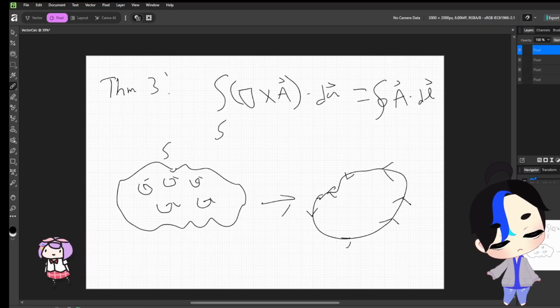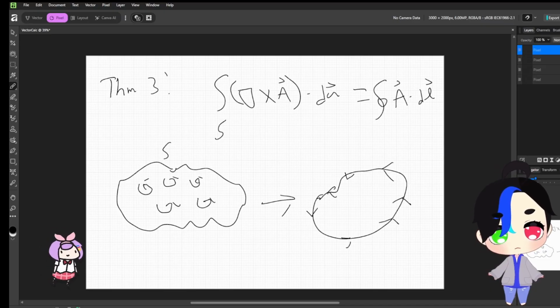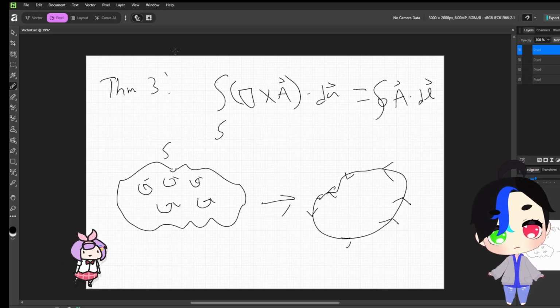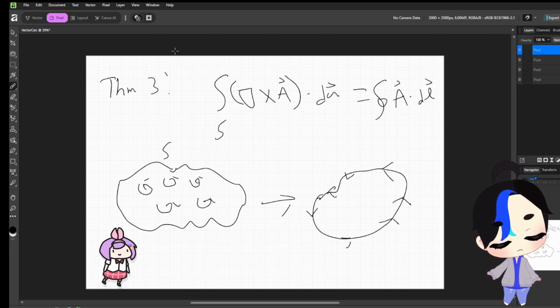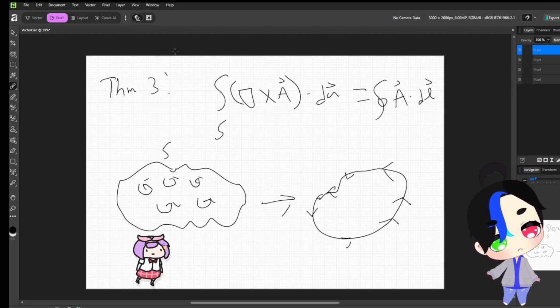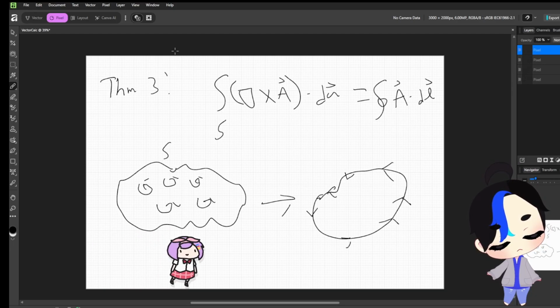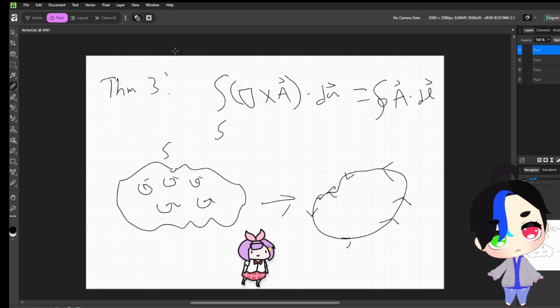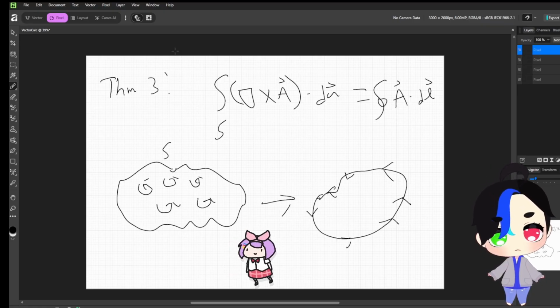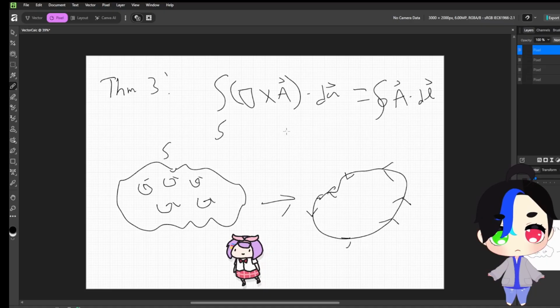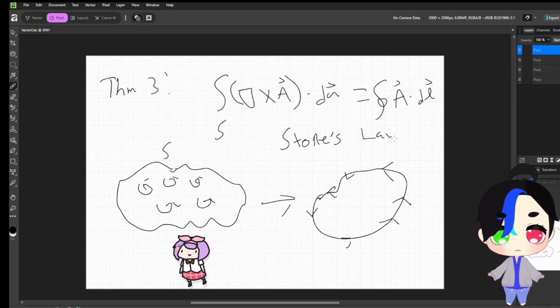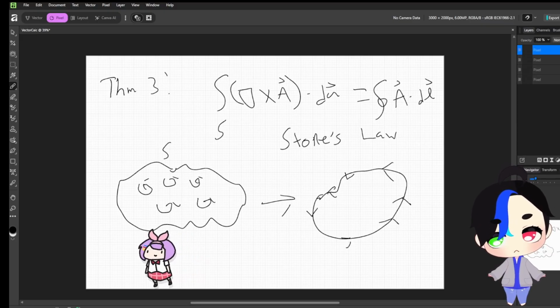That one's a bit kind of abstract. But it allows you to reduce a surface integral to a line integral, which is always fun. Less math. And so those are the three primary integral theorems for vector calculus. This one specifically is called, or at least I know it as, Stokes' law.